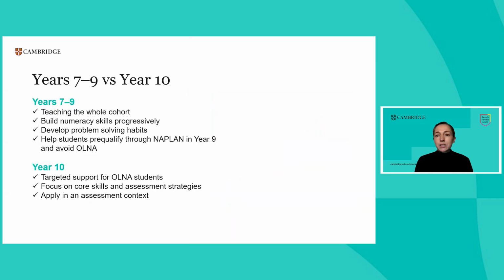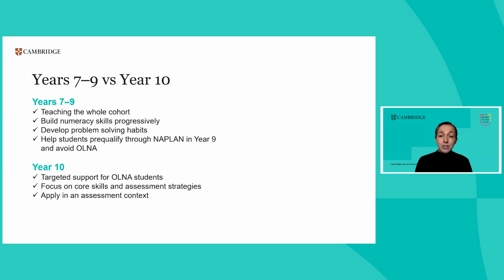So in years 7 to 9, teachers are working with the whole cohort, so the focus is on building numeracy skills progressively and developing good problem-solving habits. If students improve these skills, they may be able to pre-qualify through NAPLAN in year 9 and then avoid OLNA altogether, which would be the ideal.